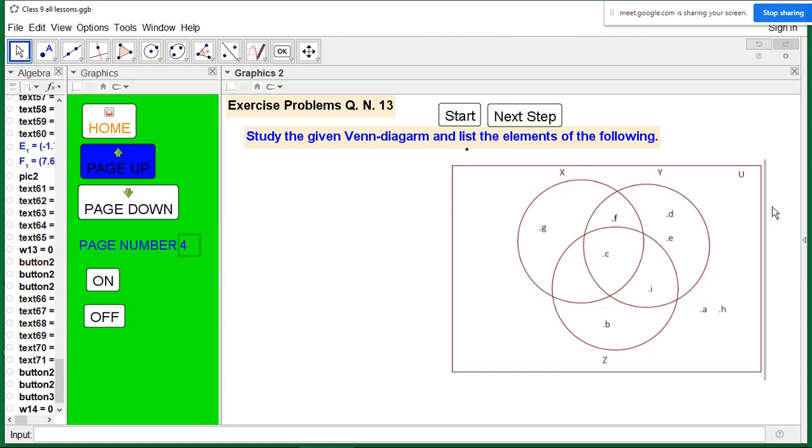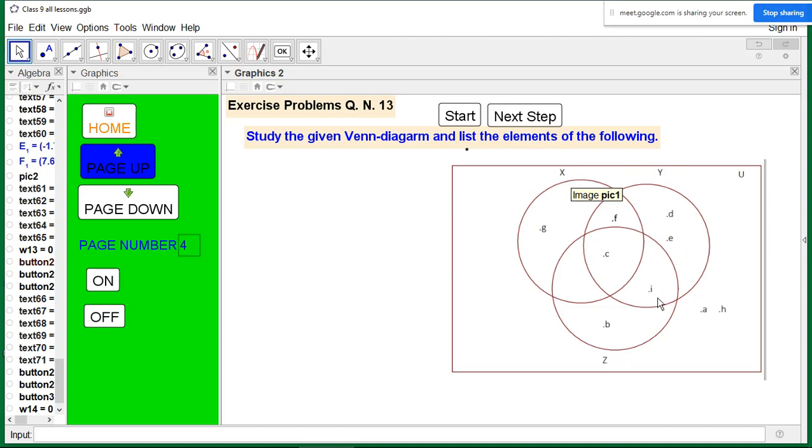Now moving to this part, dear students, can you find the elements of set X? How many elements are there in set X? 1, 2, 3. In Y, 1, 2, 3, 4, 5, and in Z, 1, 2, 3, and in the complement part in A and H, dear students. Yes, thank you.